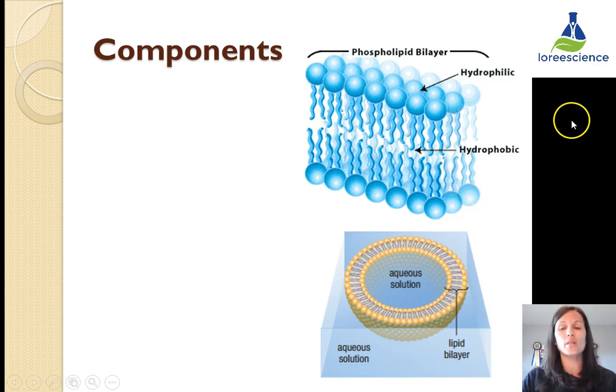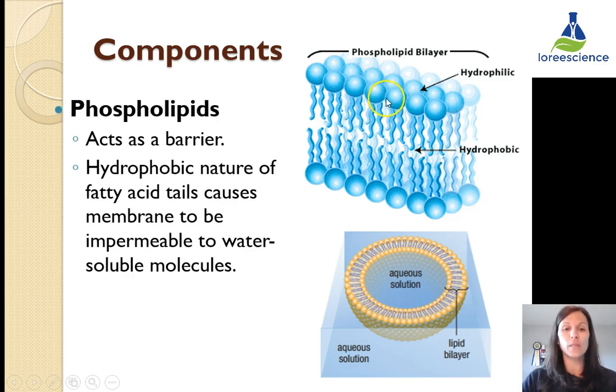So what are those components? The primary component are the phospholipids, and their role is to act like a barrier. And because of the hydrophobic nature of the fatty acid tails, it causes the membrane to be impermeable to any water-soluble molecules and water in general as well. So if we take a look at how they're arranged here, we can also imagine them spanning around as a cell, being almost like a sphere, with an aqueous solution on the inside as well as an aqueous solution on the outside, without water being able to get through very easily, and those water-soluble molecules either being kept on the inside or kept on the outside because of the phospholipid barrier.